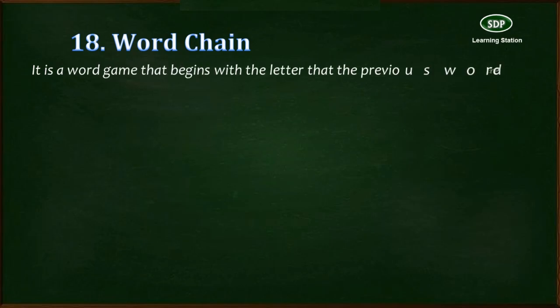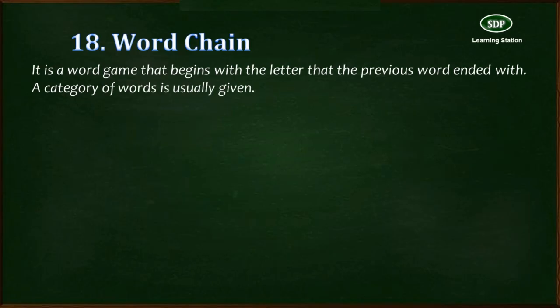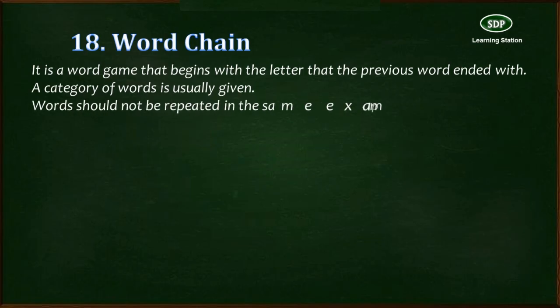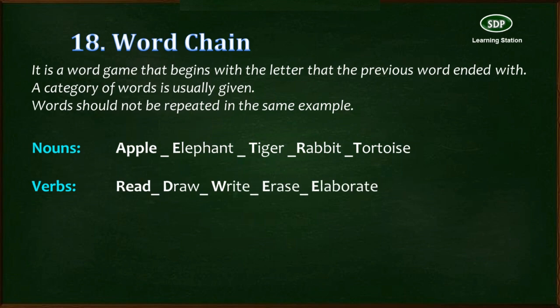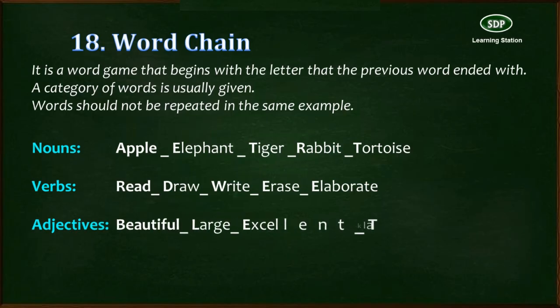Word chain. It is a word game that begins with the letter that the previous word ended with. It is like Antakshari. A category of words is usually given like verb, noun, adjective or adverb. Words should not be repeated in the same example. Let's observe the following examples. Nouns: apple, elephant, tiger, rabbit, tortoise. Verbs: read, draw, write, erase, elaborate. Adjectives: beautiful, large, excellent, talkative, energetic.